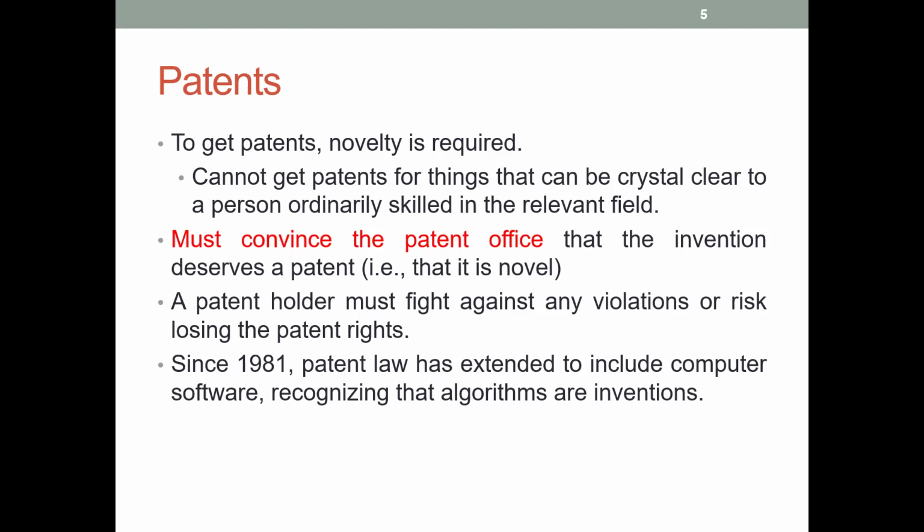Once you get the patent, maybe in the future someone uses your idea or your templates, they need to get your approval, right? Otherwise, you can take legal action against them, right? So they are giving the history: the 1981 patent laws were extended to include computer software, recognizing that algorithms are inventions, right?